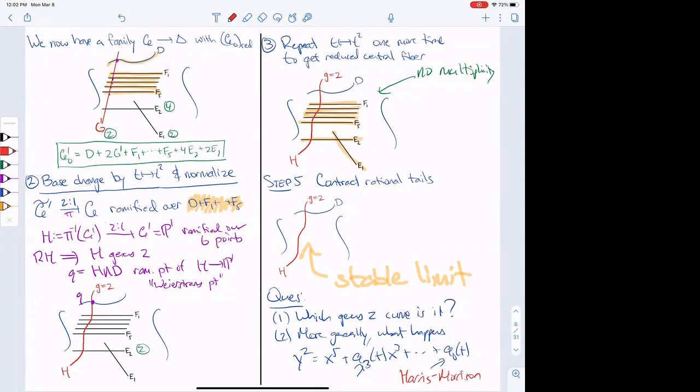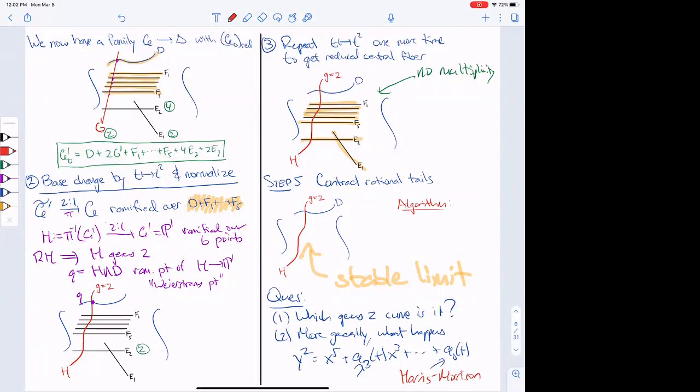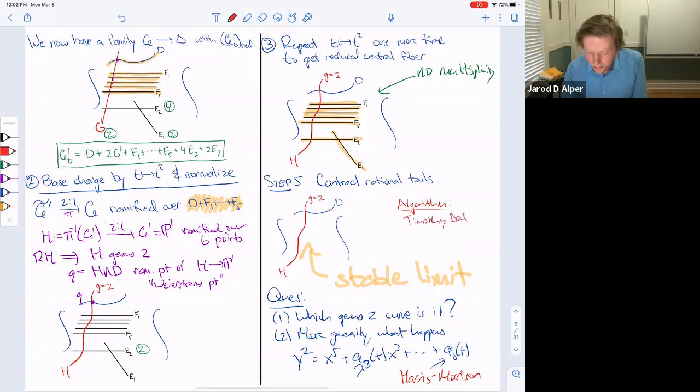I think that Tim Dokchitser has made something algorithmic which is very similar, in figuring out the stable reduction models of hyperelliptic curves, let's say, over a local field of residue characteristic 2. Mm-hmm. Who was that? Just so I can write down the reference. Tim Dokchitser. Okay, I don't know how to spell that last one. D-O-K-C-H-I-T.